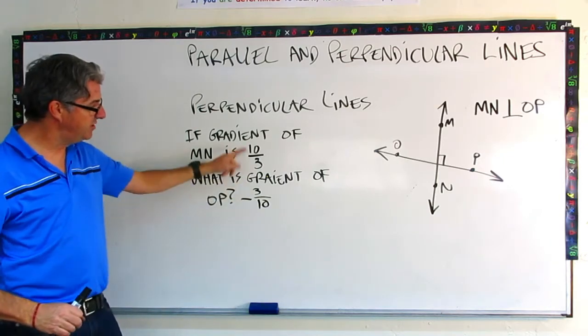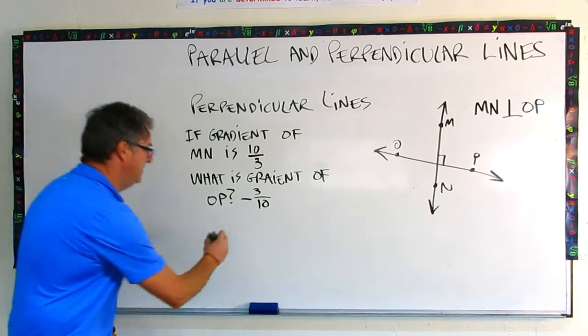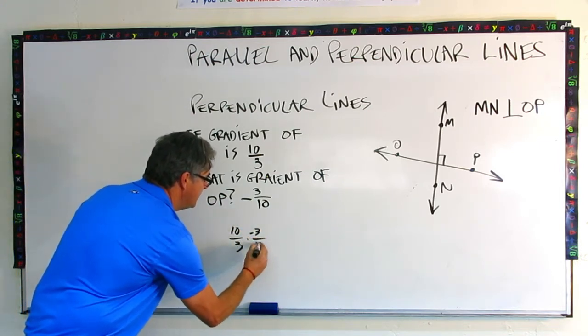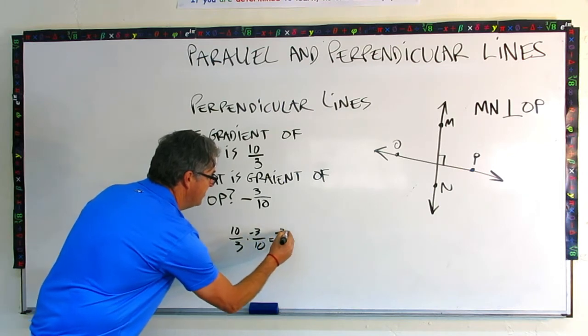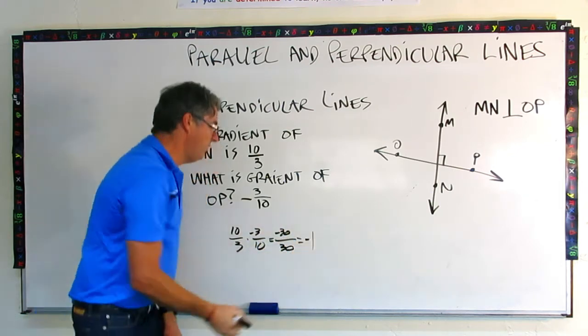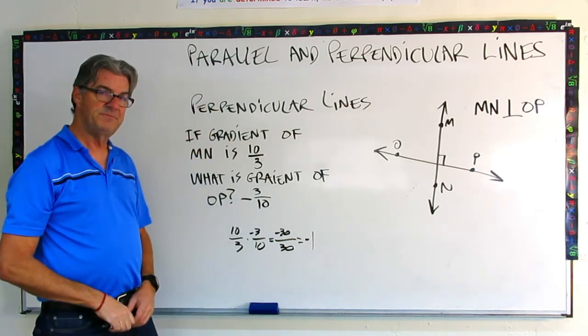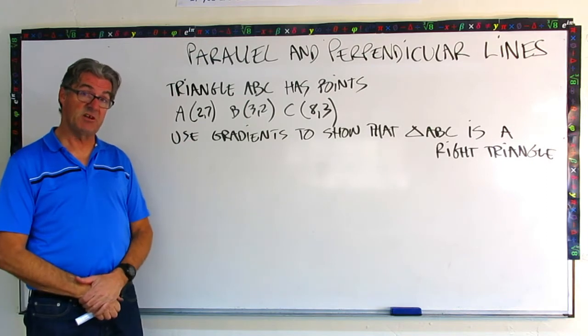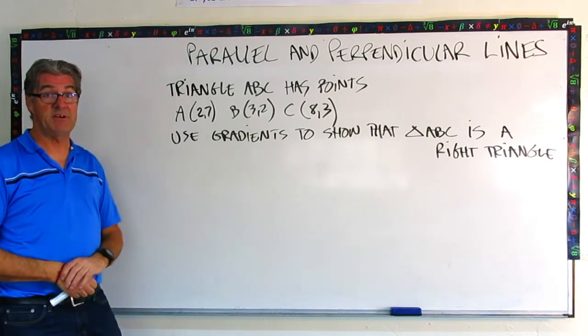Let's multiply these two together and see if we get negative 1. 10 over 3 times negative 3 over 10 is going to be negative 30 over positive 30, which is indeed negative 1. So we did that right. Okay, let's use this concept of slopes and perpendicular lines to say something about a triangle.